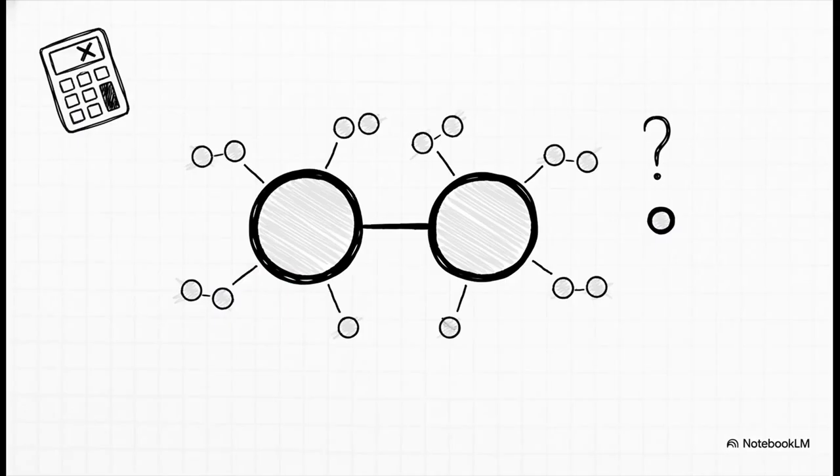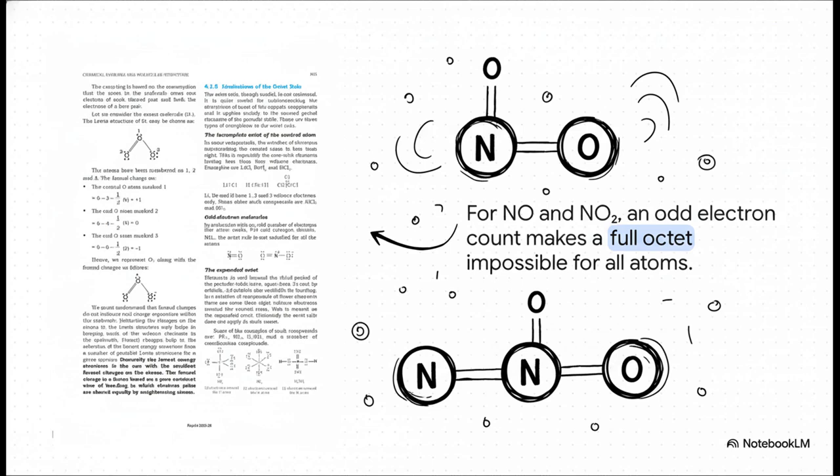Next up, we have the oddballs of the molecular world, odd electron molecules. You might also hear them called free radicals. With these, it's just mathematically impossible for every atom to have a full octet. Think about nitric oxide, NO. It has a grand total of 11 valence electrons. You just can't pair up an odd number of electrons to give every atom a neat set of 8. Someone is always going to be left out.